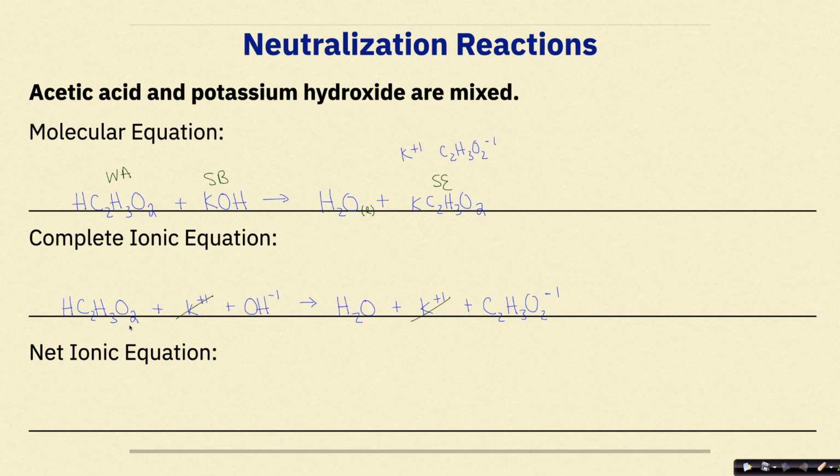I'm going to leave my weak acid alone. And then the last thing that I'm going to do is to write my net ionic equation. So HC2H3O2 plus OH-1 yields H2O plus C2H3O2-1. And that is my net ionic equation between a weak acid and a strong base.